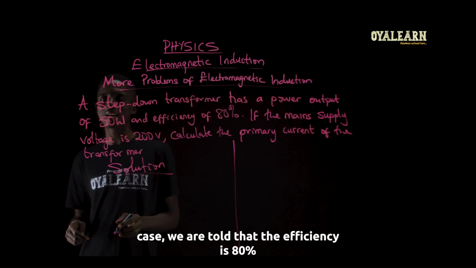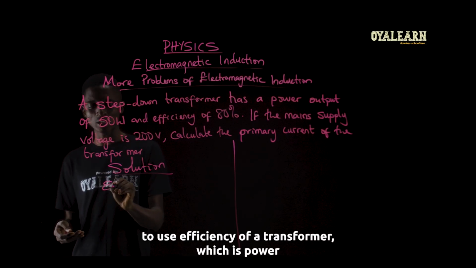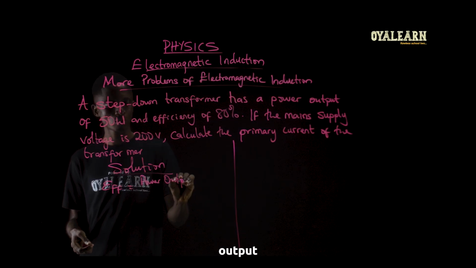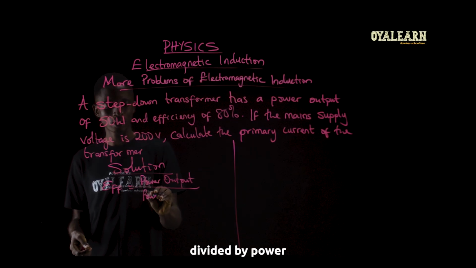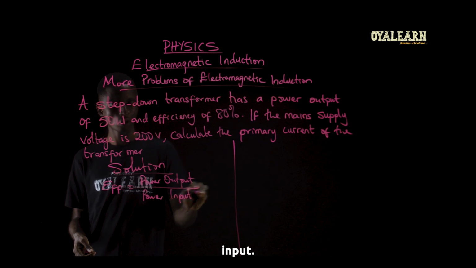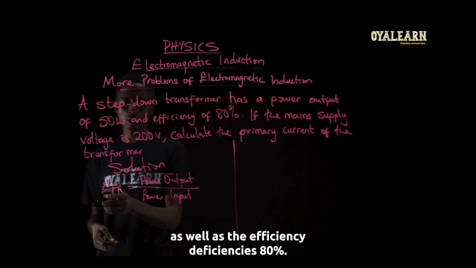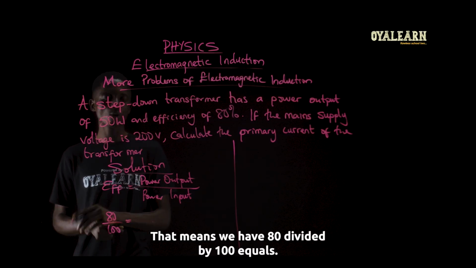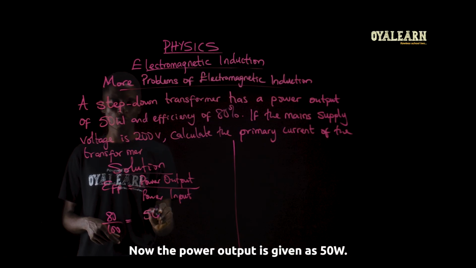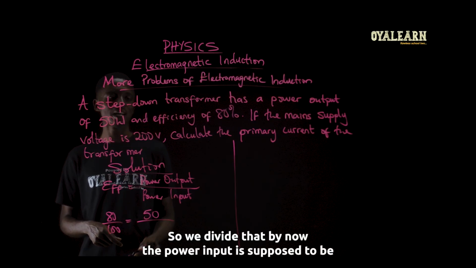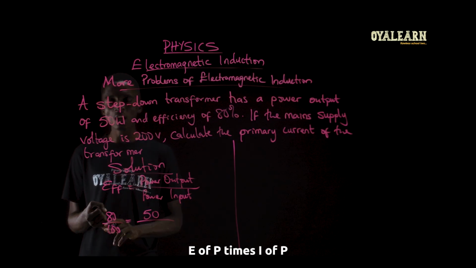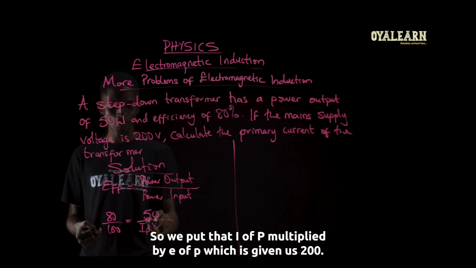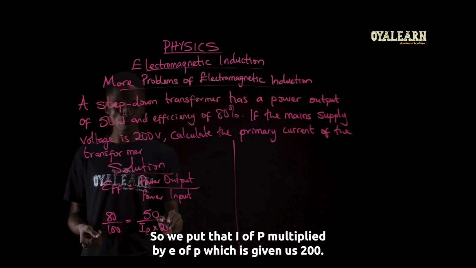Now, in this case, we are told that the efficiency is 80%. So we're going to use the efficiency of a transformer, which is power output divided by power input. We already have the power output as well as the efficiency. The efficiency is 80%. That means we have 80 divided by 100 equals the power output, given as 50 watts, divided by the power input, which is E of P times I of P. We are asked to find I of P. So we put I of P multiplied by E of P, which is given as 200.